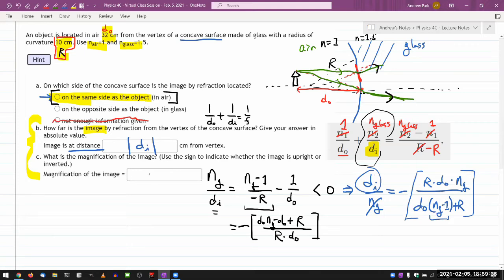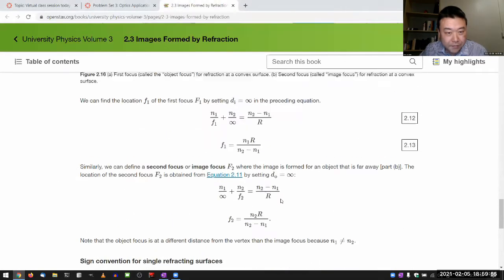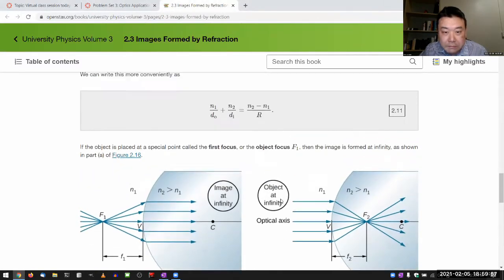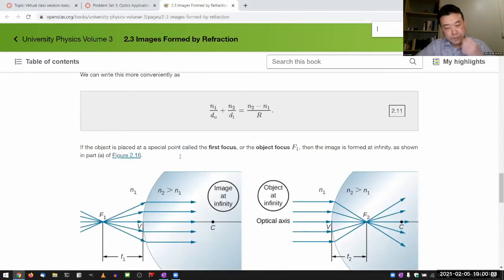The magnification of the image, when you work out the geometry, should it end up the same? Let me look at the textbook section to be sure. The difference in the index of refraction makes me worry a little bit, so I want to double check. Do they derive the magnification? They don't derive it.